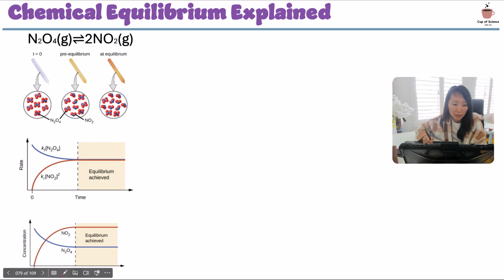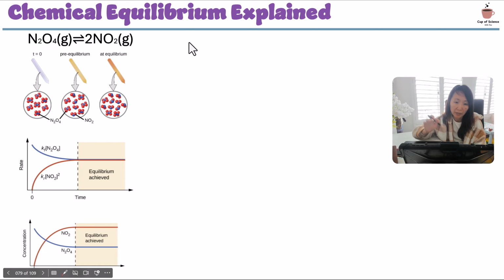Let's take a closer look at this image over here. In this image, you'll see just dinitrogen tetroxide, so just that one. But over time, it starts to produce NO2, okay? And then further out, it will further turn into NO2, but sort of stays intact. The concentration of N2O4 is there, but so is NO2. And the concentration no longer changes.